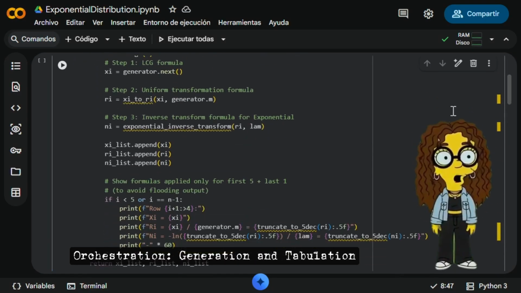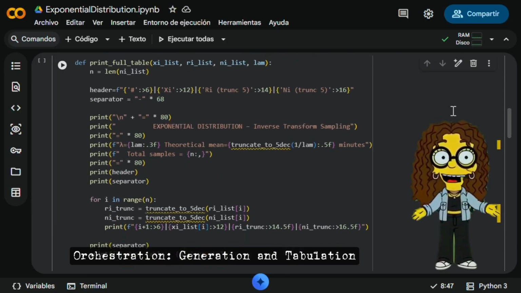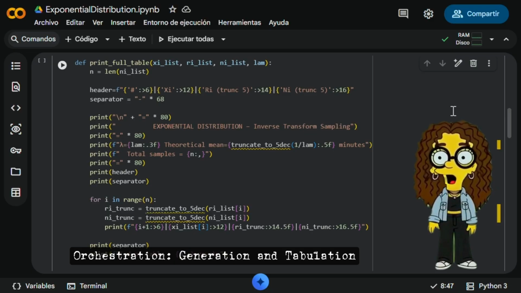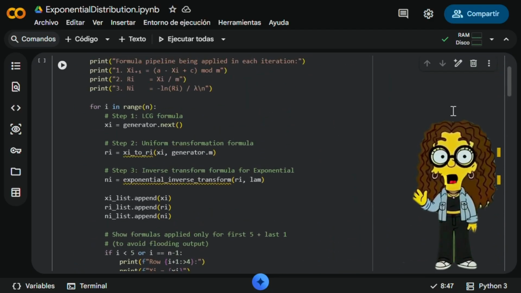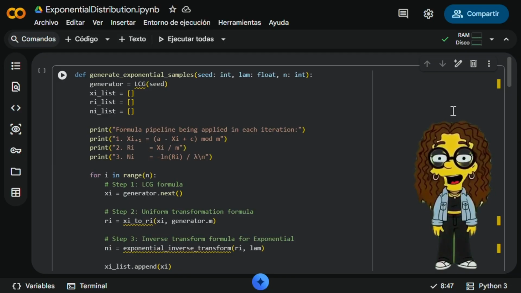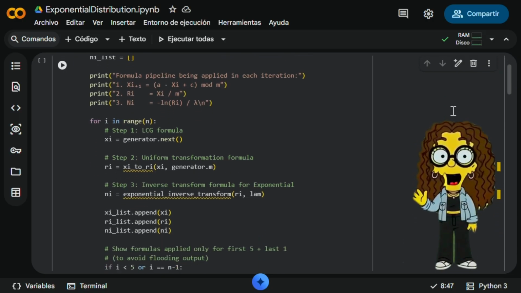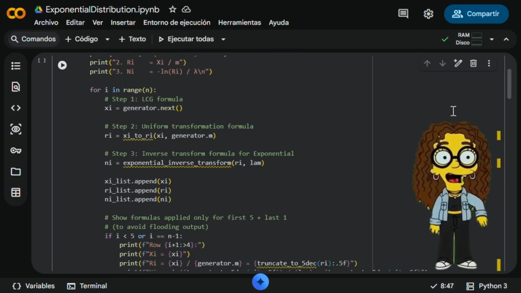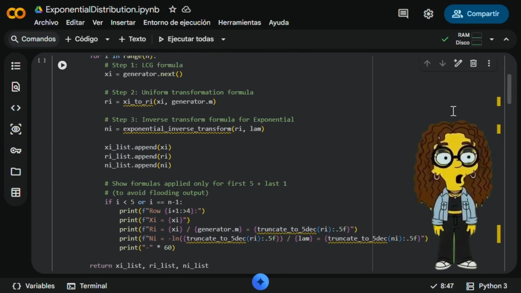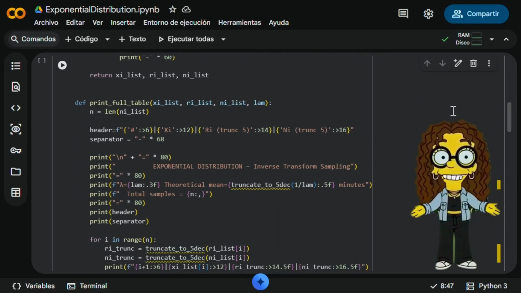Finally, the generate exponential samples and print table functions act as a conductor, executing the pipeline and presenting the results in a structured table for analysis. For i in range n, a loop that repeats the process 5,000 times. Generate, normalize, transform. Append to the Xi list, append to the Ri list, and append to the Ni list, storing each step of the data metamorphosis.